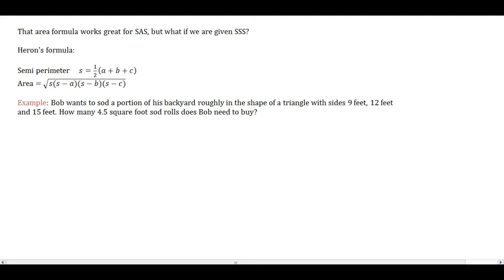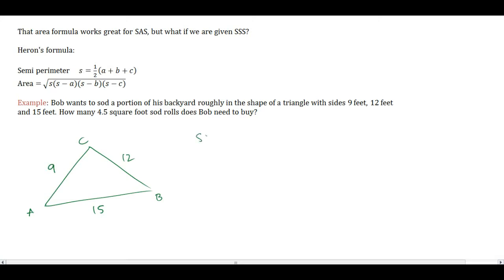So here I go. Bob wants to sod his backyard, and the sides of his triangle are 9, 12, and 15. So boom, here's Bob's yard. He's got A, he's got B, he's got C. I think this is 9, I think this is 12, and I think this is 15. And notice for the other area formula, I don't have an angle, so I would have to do the law of cosines real quick and find one of those angles, and then I could use that other formula if I didn't want to memorize this one. If you like this one better, that's fine too.